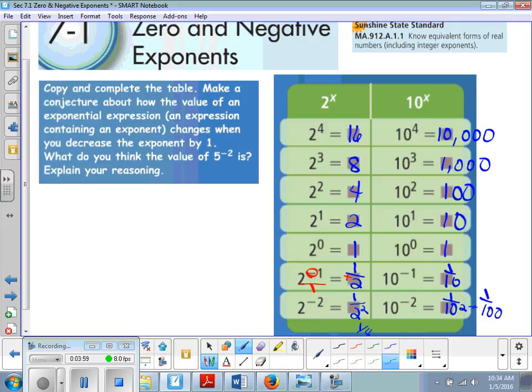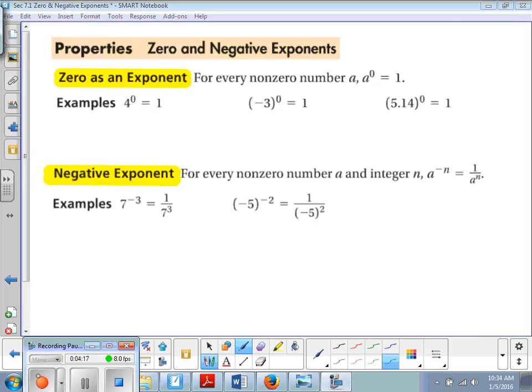So the rule that we can figure out, when we come down to a negative exponent, is that you put it over 1, flip it, and then the exponent becomes positive. You got that? So we already talked about 0 as an exponent. For every non-zero number, a to the 0 power is equal to 1. Anything raised to the 0 power is 1. So 4 to the 0, 1. Negative 3 to the 0, 1. 5.14 to the 0, 1.